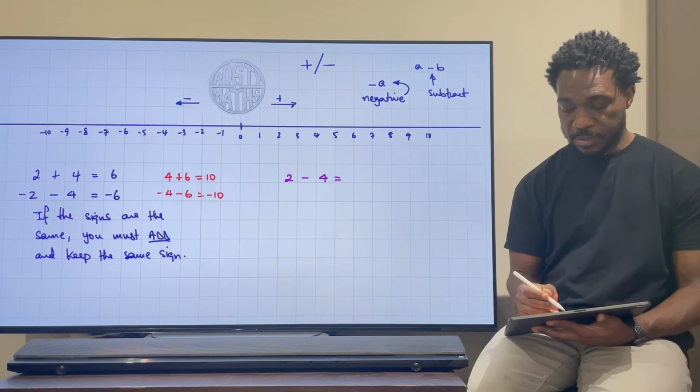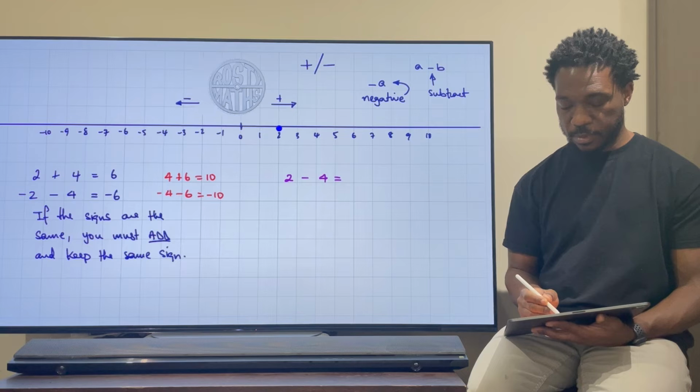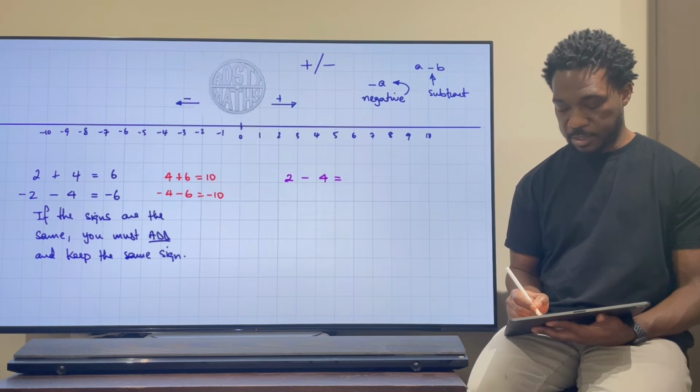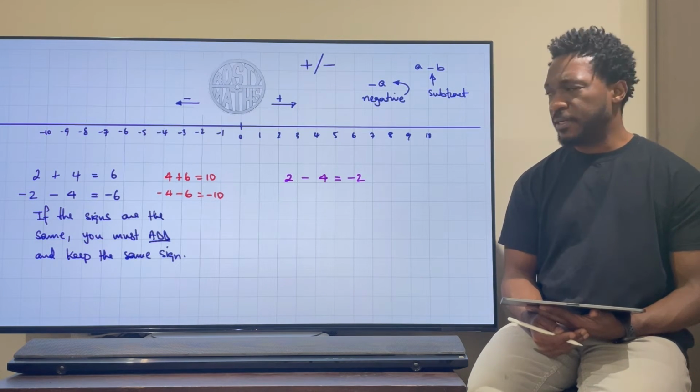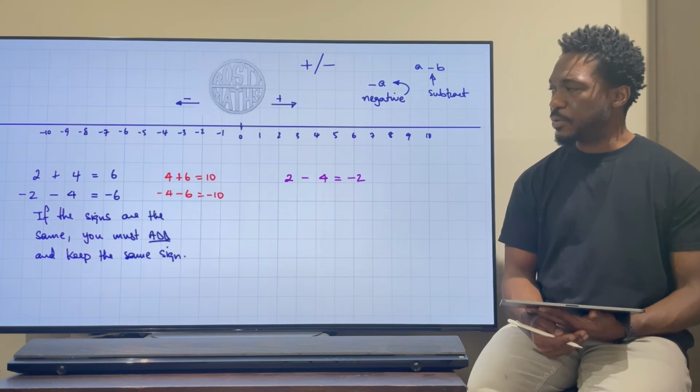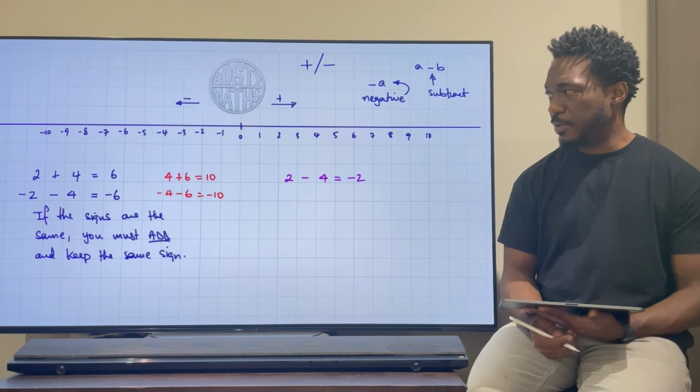So let's go. I'm going to start on the number 2. I'm taking away 4. So 1, 2, 3, 4. So the answer is negative 2 here. This is rather interesting. All right, cool. That's fine. Let's keep going.